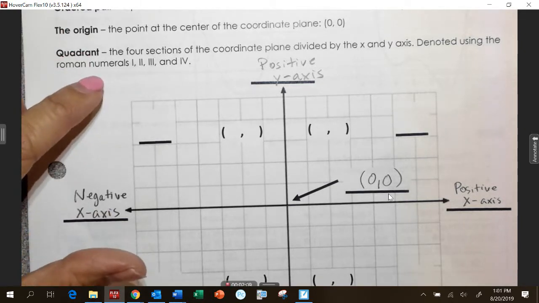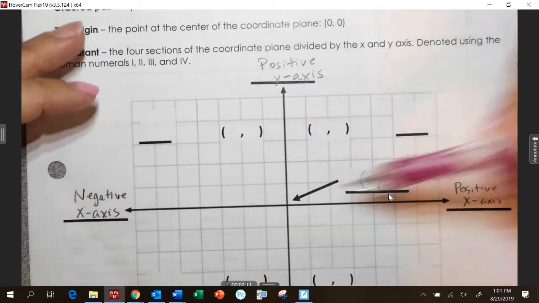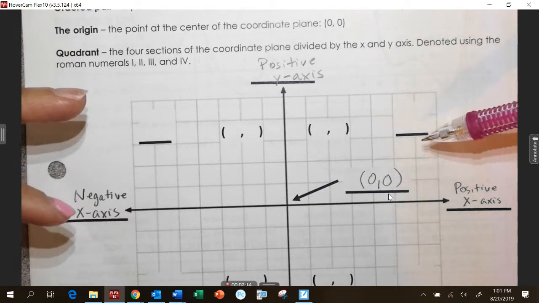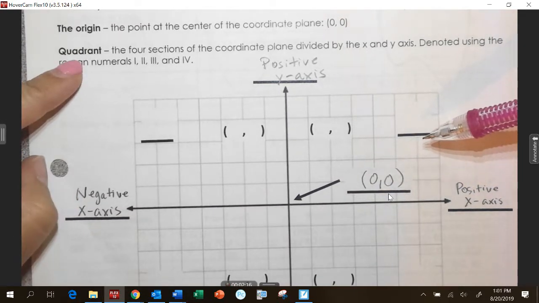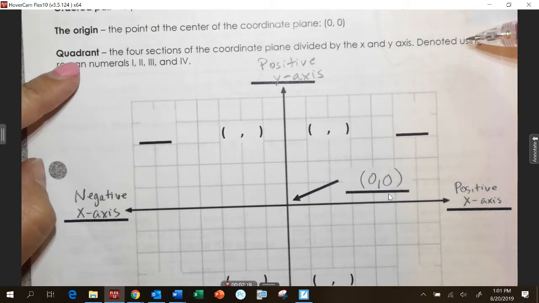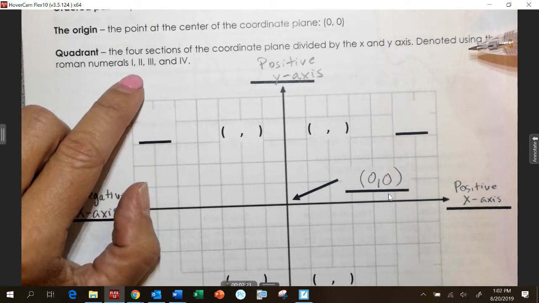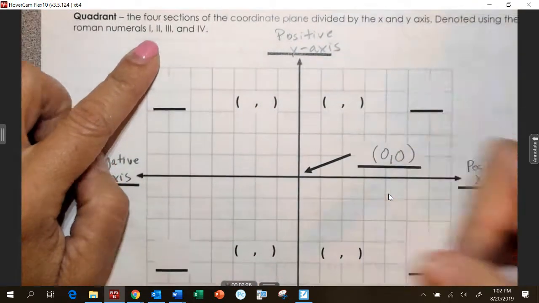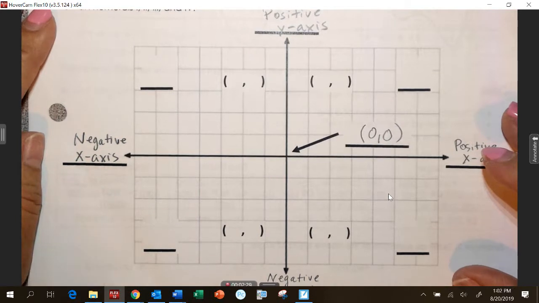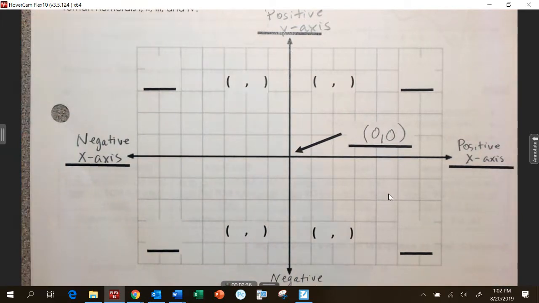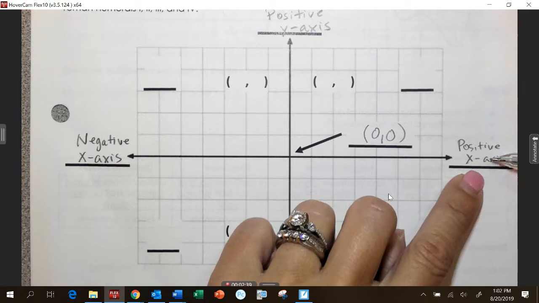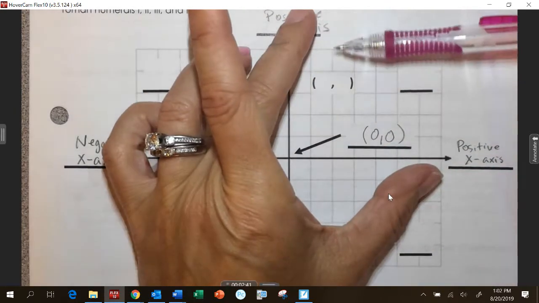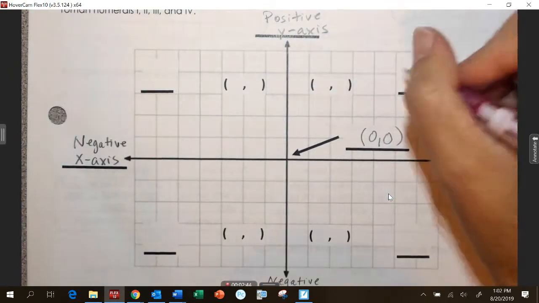And then the four sections that the axes divide the coordinate plane into are called quadrants. We always call them 1, 2, 3, 4, but we use Roman numerals. Does anybody know which one is 1? Martin? Where both the positive y-axis and the positive x-axis. Excellent. That was a really good way of describing it. He said use the positive x-axis and the positive y-axis in between those. So this is going to be quadrant 1.